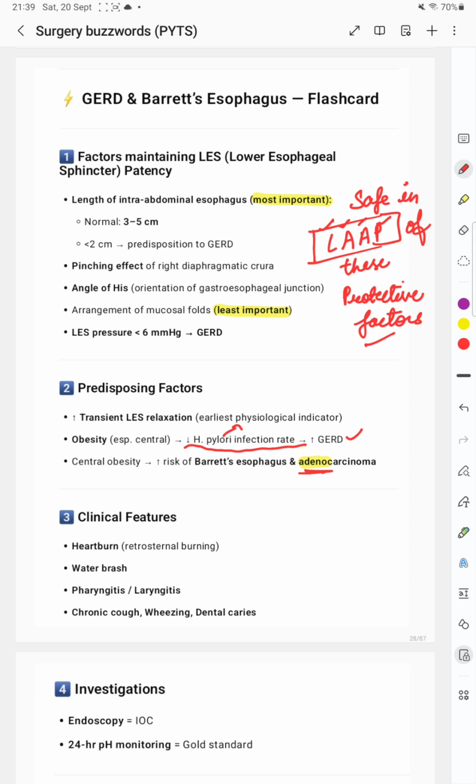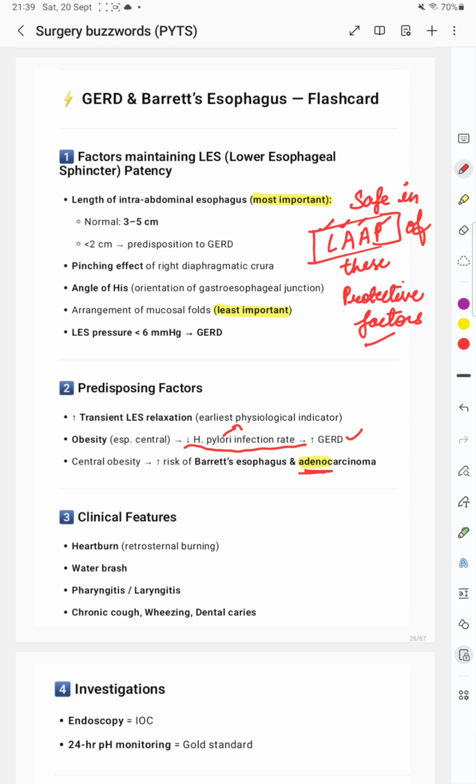Okay, today I have chosen one more PYQ of surgery, that is GERD and Barrett's esophagus. We'll quickly go through this topic, and whatever is important from the examination point of view, we'll cover that. Okay, so first of all, we'll get an idea what exactly is GERD.